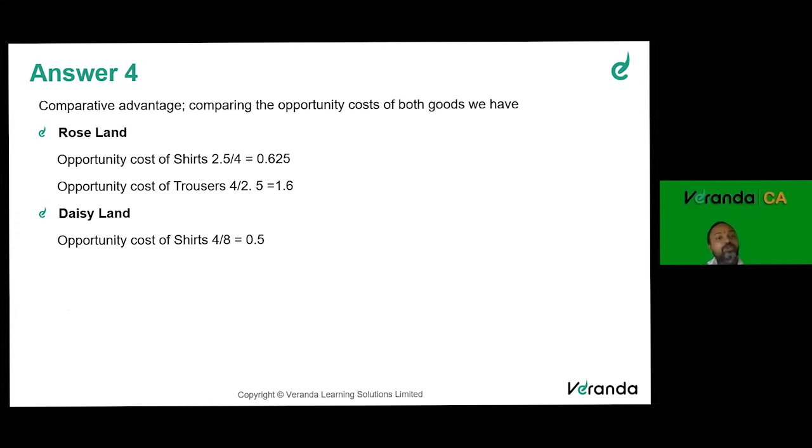Again, here also, you have to put 4 divided by 8, which is equal to 0.5, whereas 8 divided by 4 gives you 2, which means that if you wanted to stop trousers, we are going to have additional hours available, because the maximum time is spent on producing trousers by both the countries.